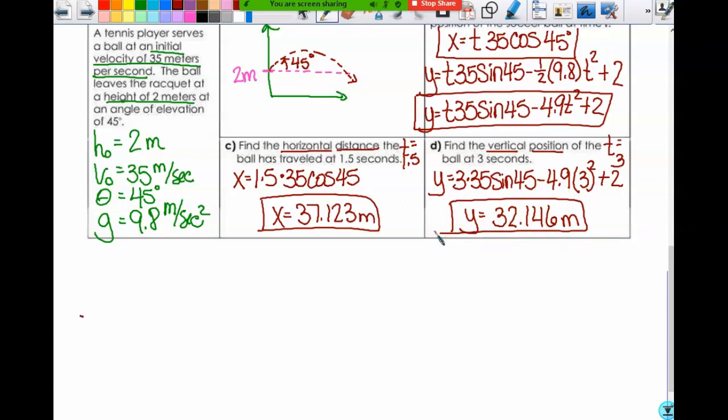So those are the two numbers I got. Do you agree with me? Do we have any questions? Yes, sir. I literally type it exactly like this. Anything else? Do you have a question?